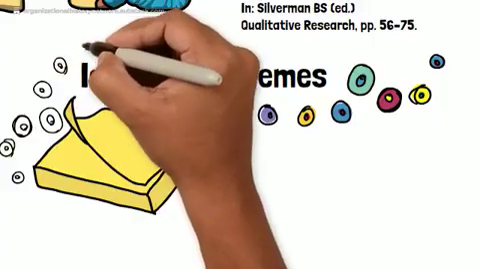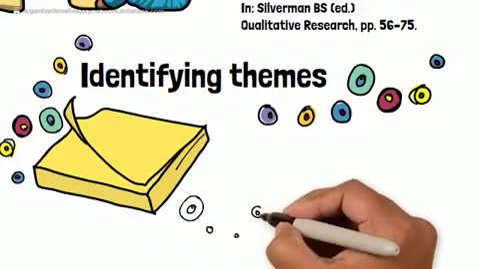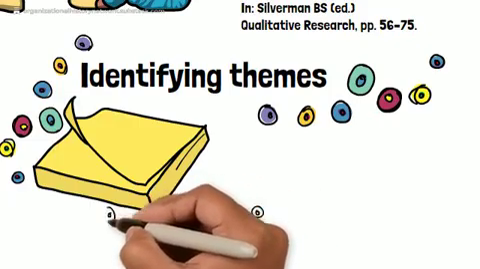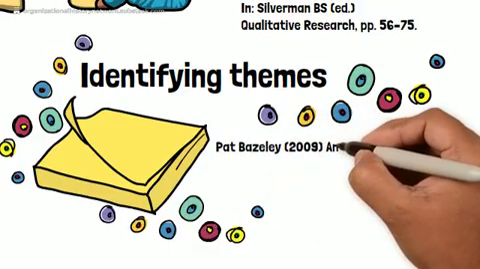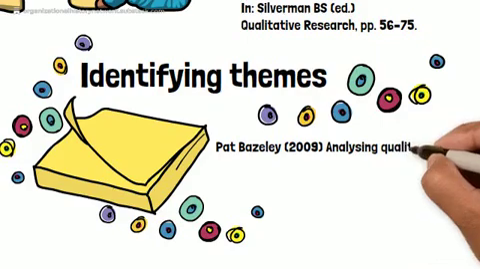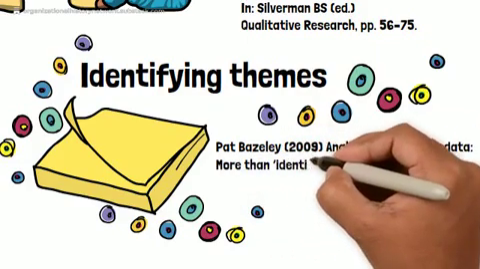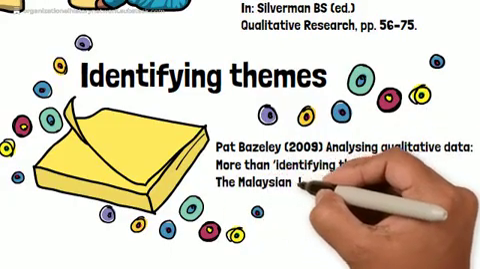And one of the very easy articles to get you started on thinking about what you do with these themes, and how do you go beyond just saying, oh, I found 5 themes in my data, is an article by Pat Baisley, Analyzing Qualitative Data More Than Identifying Themes, which really helps you in a very simple framework to think about comparing and contrasting the kind of themes you are finding in your textual data.